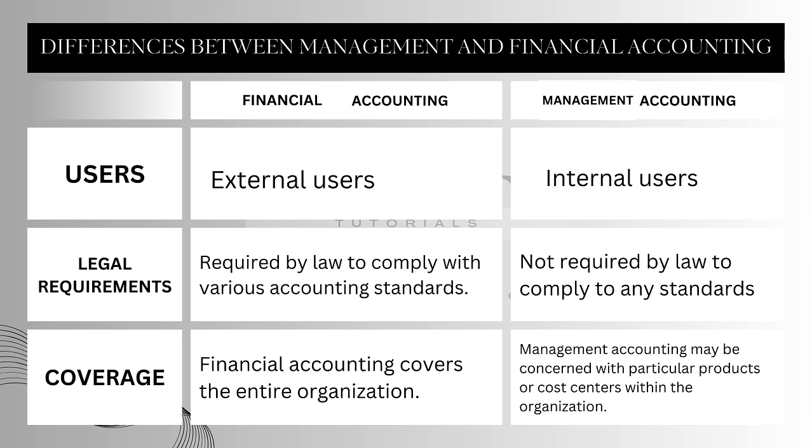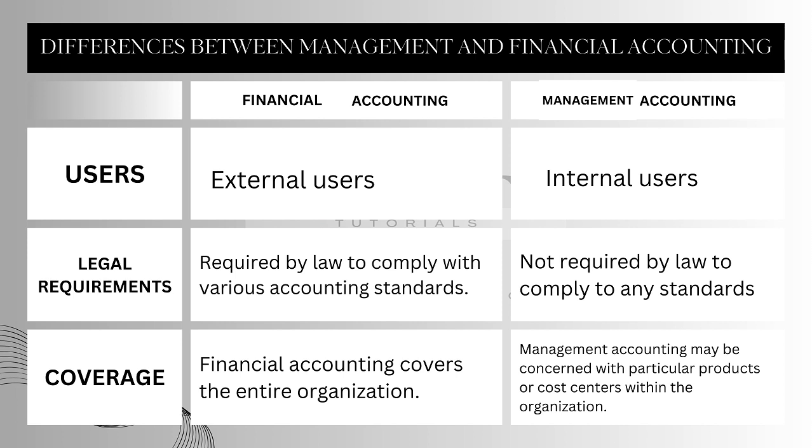Coverage. Financial accounting covers the entire organization, while management accounting may be concerned with particular products or cost centers within the organization. Financial accounting concentrates on the production of financial reports, including the basic reporting requirements of profitability, liquidity, solvency, and stability. Reports of this nature can be accessed by internal and external users, such as the shareholders, the banks, and the creditors.